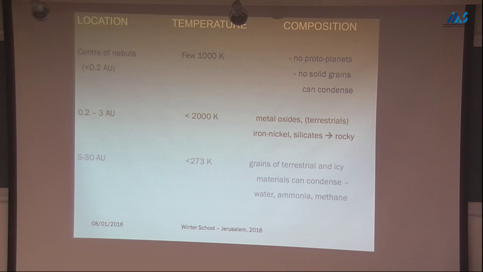So clearly in this model that is looking at the equilibrium chemistry of the disk, the more volatile material needs to be present at a larger distance from the star, whereas the more refractory material can be produced very close to the star. And so clearly this gives an initial condition of where the material is located, and so this can influence the composition of the planets that will form.